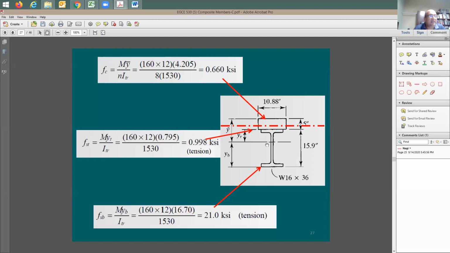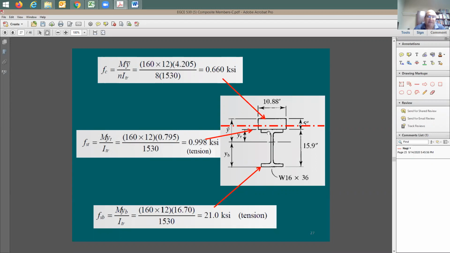Now the stress in the steel at the top of the steel beam is going to be equal to how much? Let's consider it to be steel. Yes, it's steel. So it's going to be the same moment times roughly 0.8 of an inch, the distance from the neutral axis going down, divided by 1530. Now this is the stress in the steel, not the stress in the concrete above the steel.